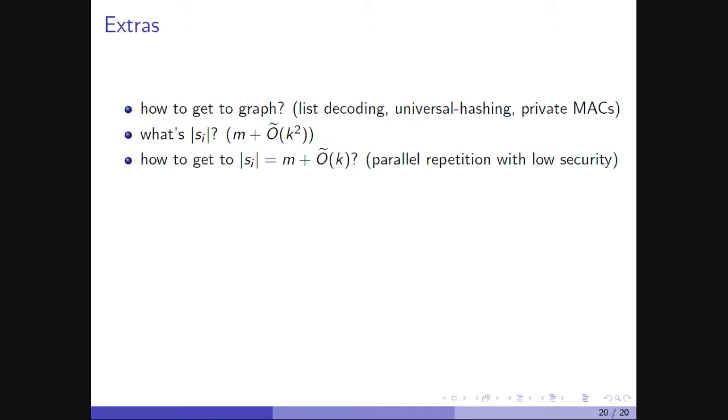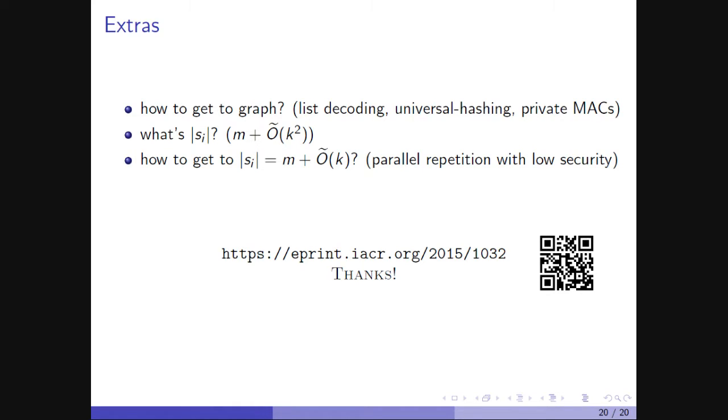What's the size of the shares in this instantiation? If you do it naively, it turns out to be with an overhead of k squared, but this can be optimized by just parallel repetition with lower security. So yeah, that's, I would say, pretty much it. So thanks.